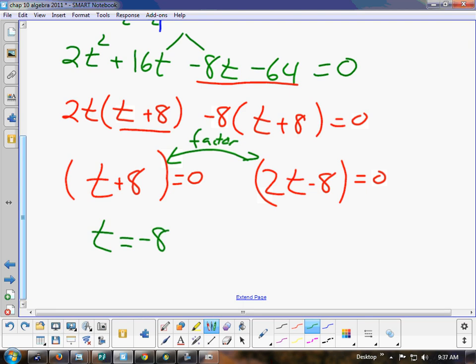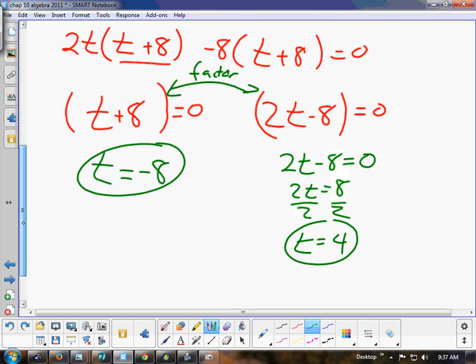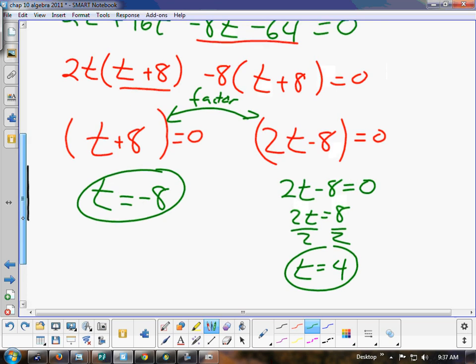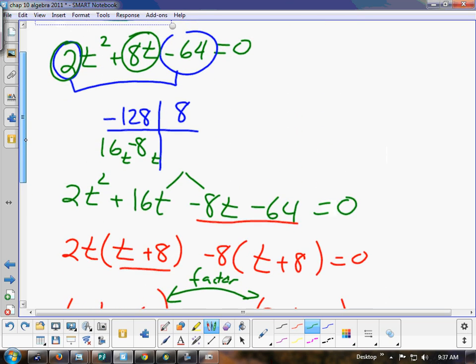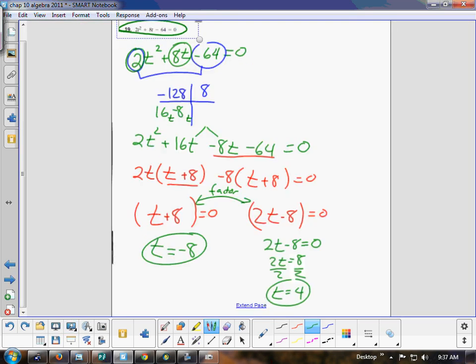This is a little bit more difficult. I mean, it's not that much, but 2t minus 8 equals 0. So add 8 to both sides. Again, there's an easier way to do this, but I don't want to confuse people. t equals 4. So my answers to the original question, if I were to draw this parabola, it would intersect the x-axis or the t-axis at negative 8 and 4. Okay, so the answer is t equals negative 8 and t equals 4.